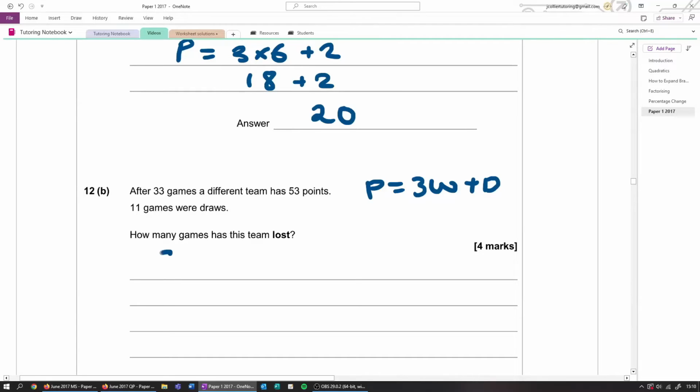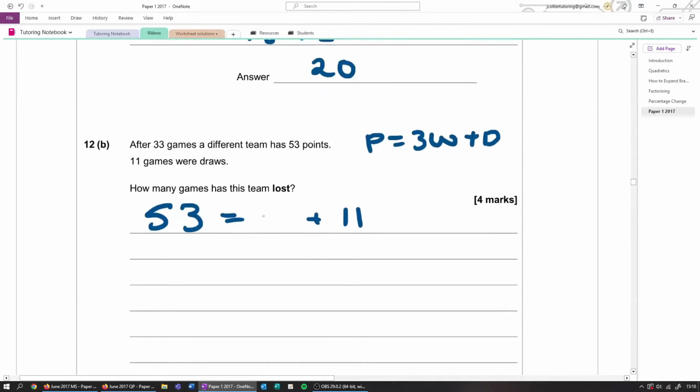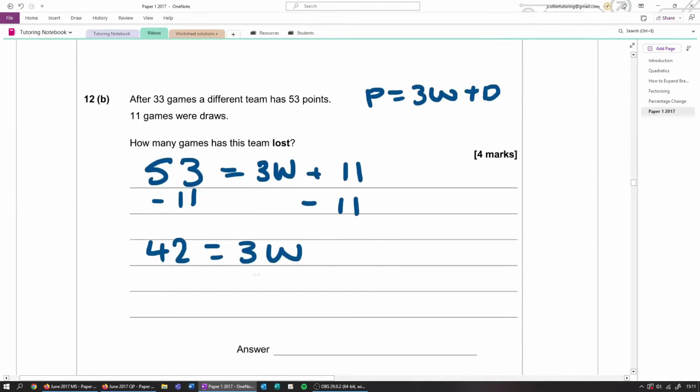The team has 53 points, okay, and we know it has 11 draws. What we don't know is the number of wins. This is the points, this is the draws. So let's solve this to figure out how many wins they have. Let's take 11 from both sides. This will get the W by itself. So I will have 42 is equal to 3W. Now, if I divide both sides by 3 to get a single W, I will get 14 is equal to W. So, we found out how many wins they've got, but was that the question?